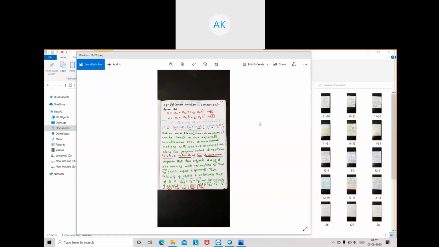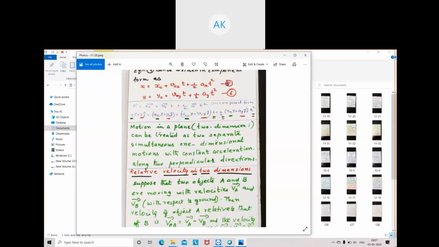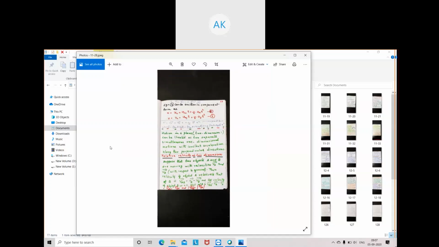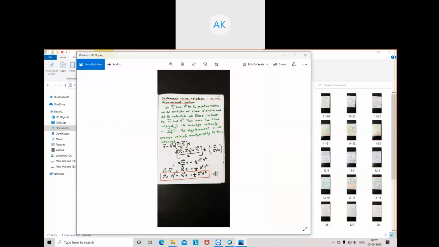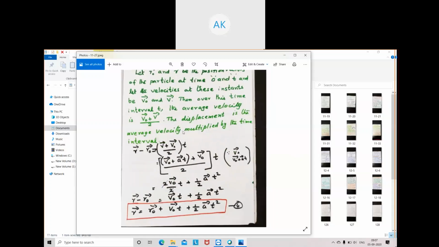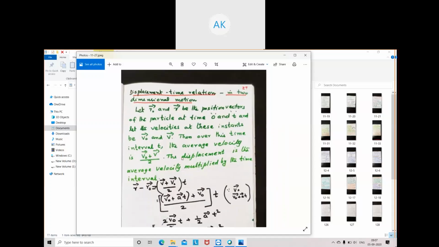Okay. So yesterday we were discussing these equations, projectile motion. I have doubt whether you understood it or not. I'll explain once more this equation, because I have doubt whether you understood or not.